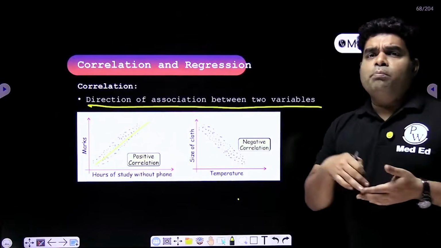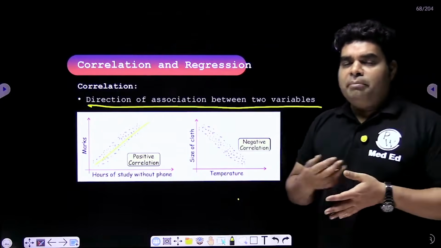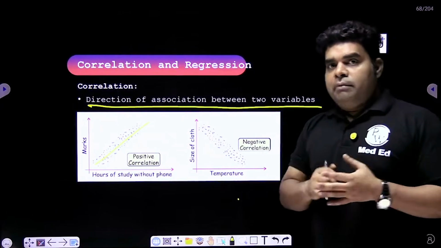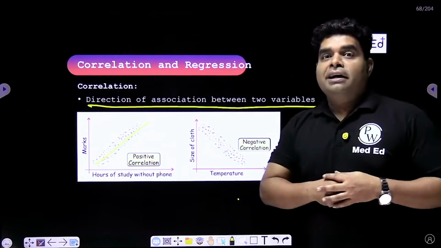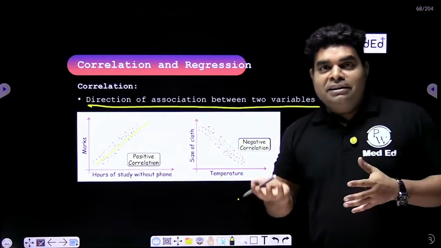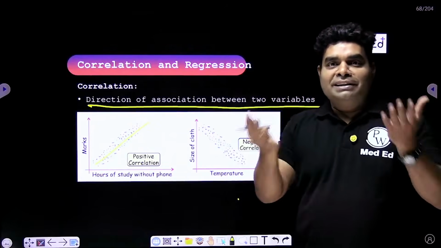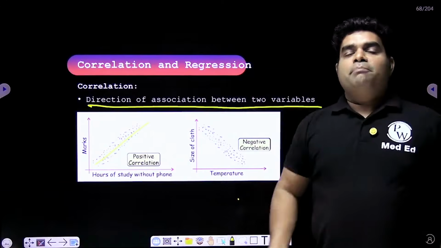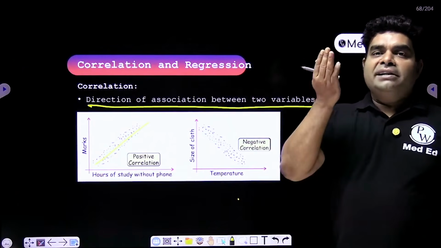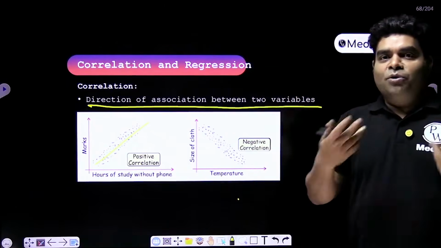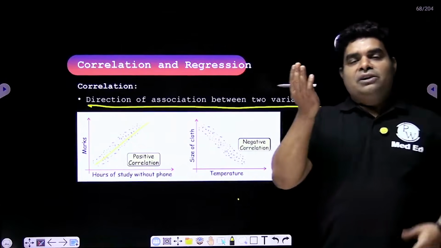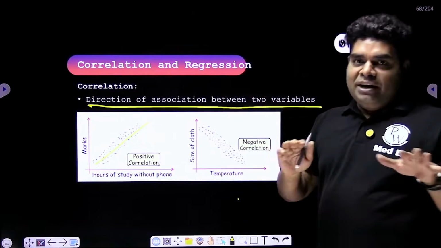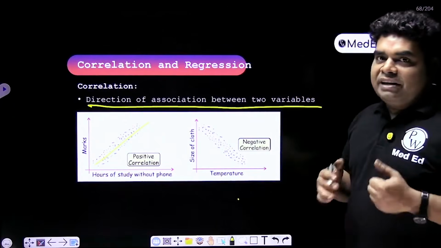Suppose you are studying with your room partner, which can be male, female, transgender, depending on your priority, available opportunities, and your budget. So if your marks are increasing and your room partner's marks are also increasing, both increasing together, positive correlation. Your marks increasing, your room partner's marks decreasing, negative correlation. And your marks increasing, your room partner's same, no correlation. So correlation is just the direction.